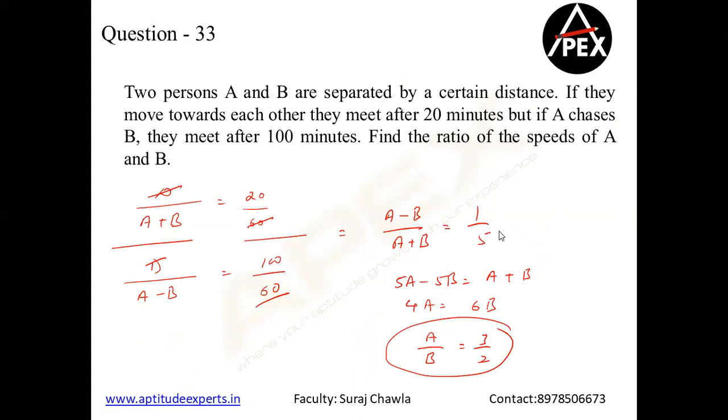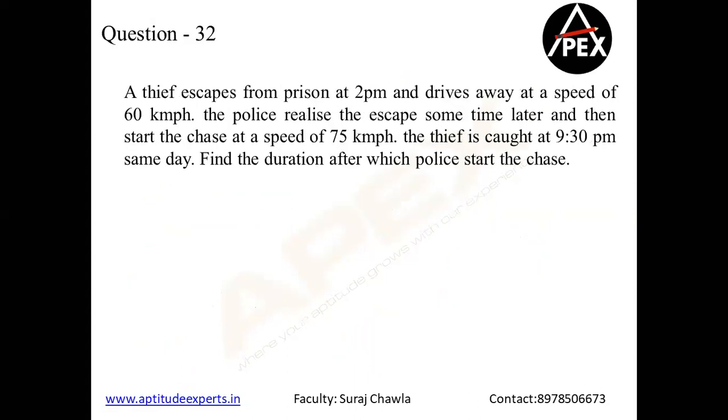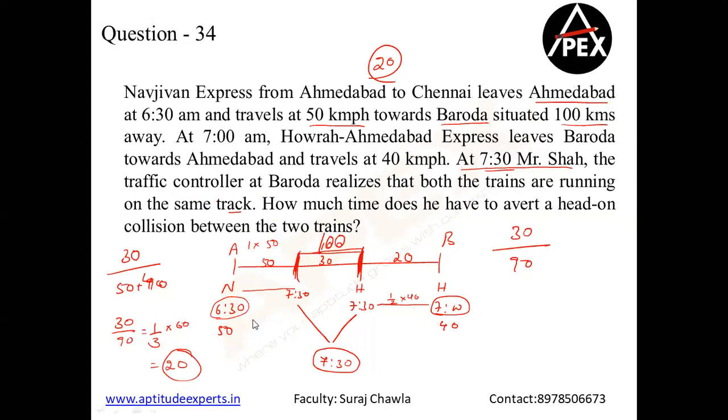It's not 30 minutes, Sai, because both of them are not traveling for 30 minutes. The first train has started at 6:30, the second train has started at 7 o'clock. That is the only reason we are calculating relative speed, Sai.